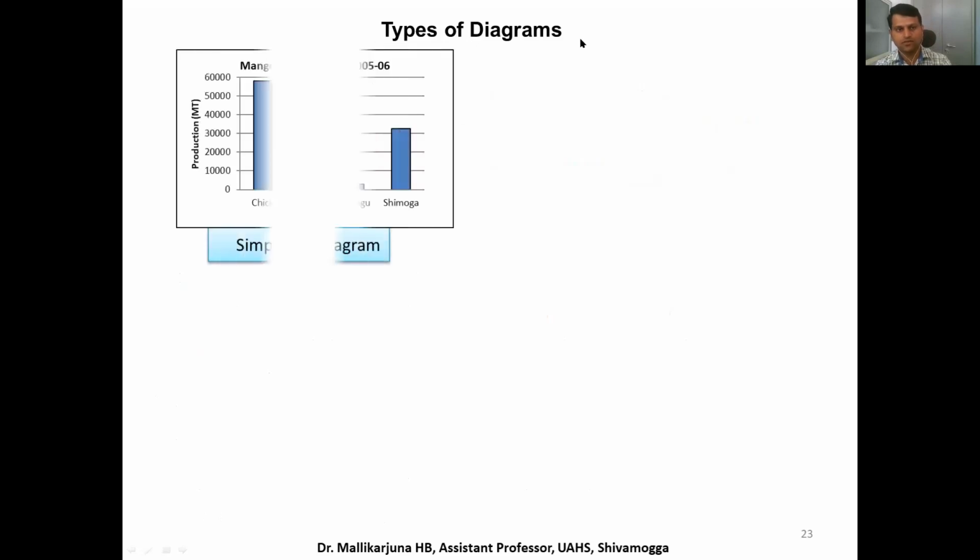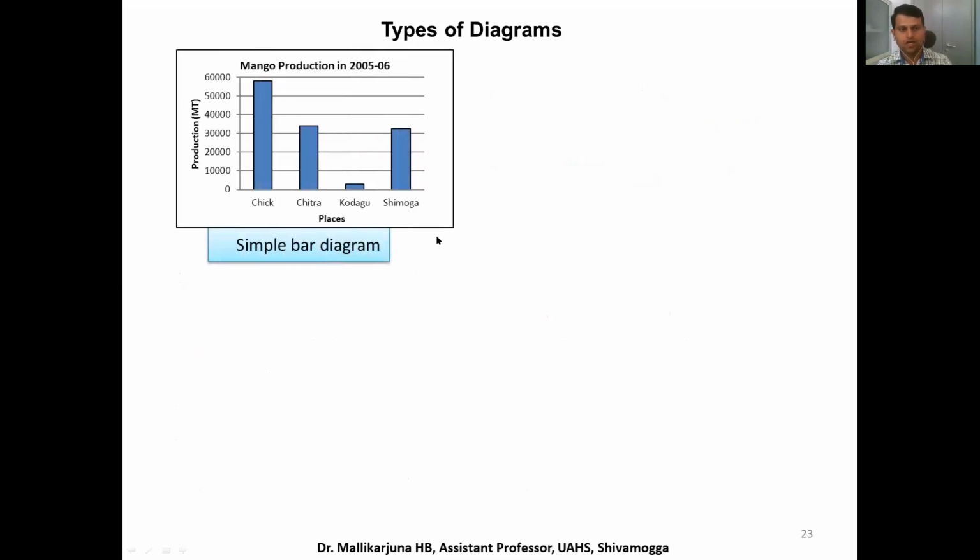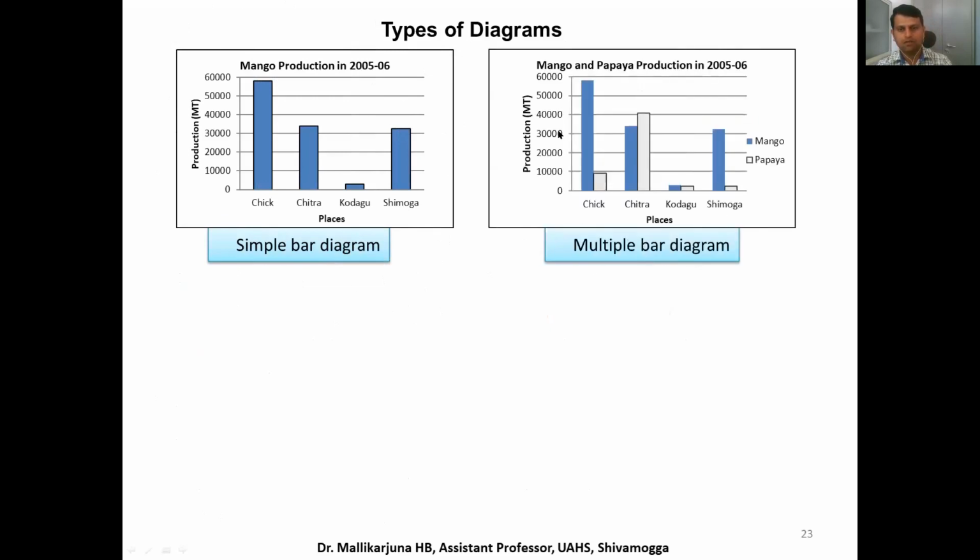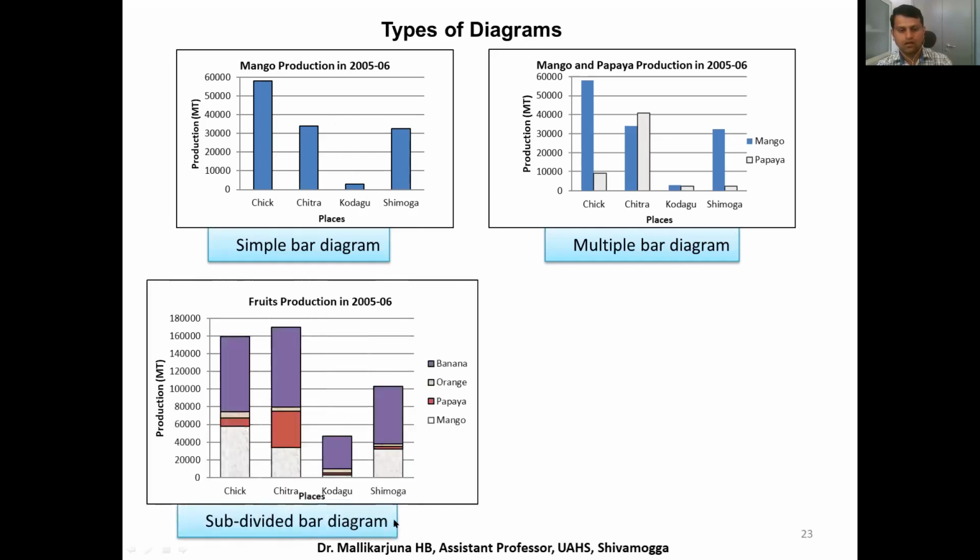Now I will brief the types of diagrams. This is a simple bar diagram. Next is the multiple bar diagram, or particularly the double bar diagram. We can observe the 2 bars under each attribute and a legend. For the simple bar diagram, a legend is not required. Why? Only a single character is there. And this is a subdivided bar diagram, where each bar is subdivided.